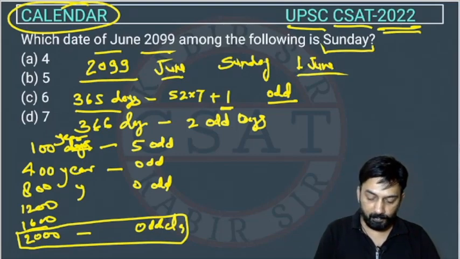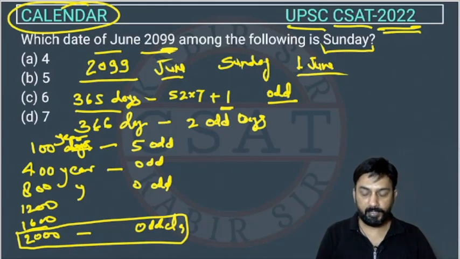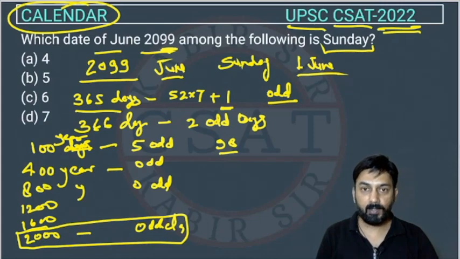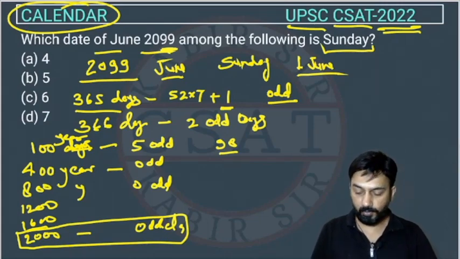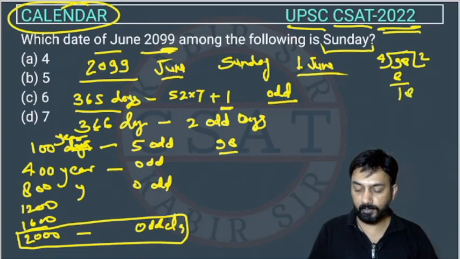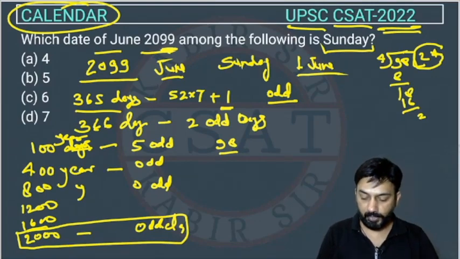So now we have to calculate for year 99. Before 99 there will be 98 years. So in 98 years, how many are leap years and how many are normal years? We will divide 98 by 4. This will go how many times? 24 times, 4 times 24 is 96, so the remaining is 2, and we will leave that. So in 98 years there will be 24 leap years.